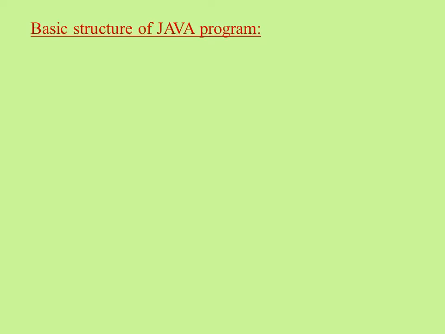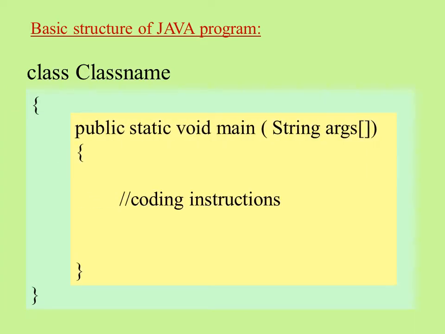Students, you all are quite familiar with the basic structure of a Java program which you have learned in Standard 8. First of all, we declare a class as class, which is a keyword, then the class name, which is user defined, followed by the class block. Inside the class block, we define the main method as public static void main within parentheses string args, followed by the method block, and inside the method block we write the code.